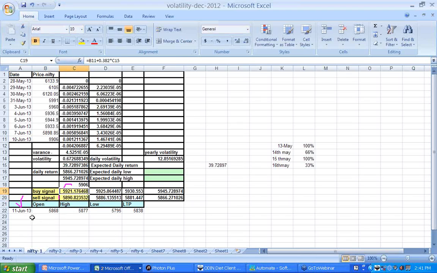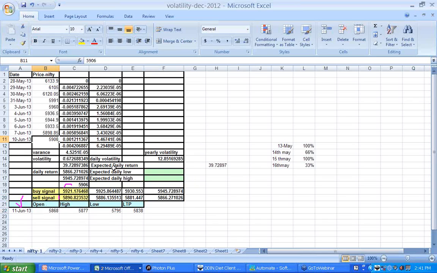Now it is saying that on the 11th June, above 5921 my trend will be up, and it will take me to 5945. If it falls below 5890, it can bring me down to 5866. However, I have opened at 5868. So I have not opened in either of these ranges; I have opened way beyond my target.